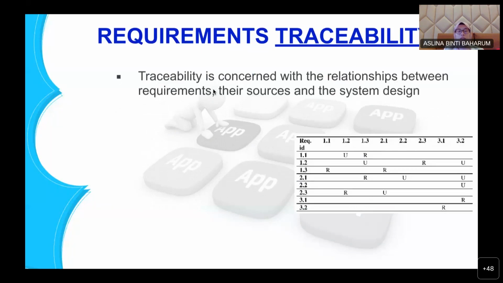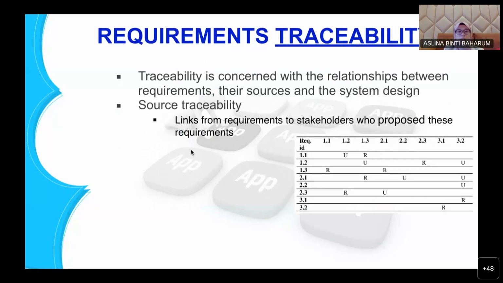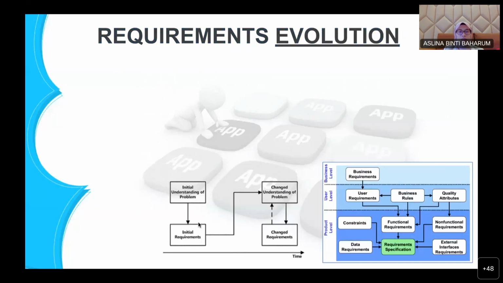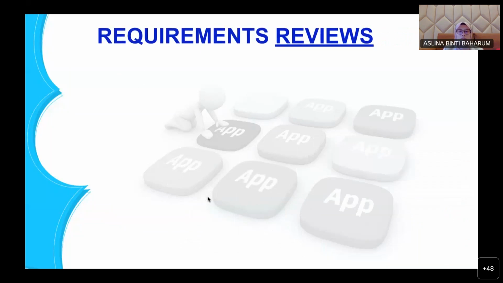So, requirement traceability. Traceability is concerned with the relationships between requirements and their sources. Source traceability links from requirements to the stakeholders who proposed them. Requirement traceability links between dependent requirements. Design traceability links from the requirements to the design.